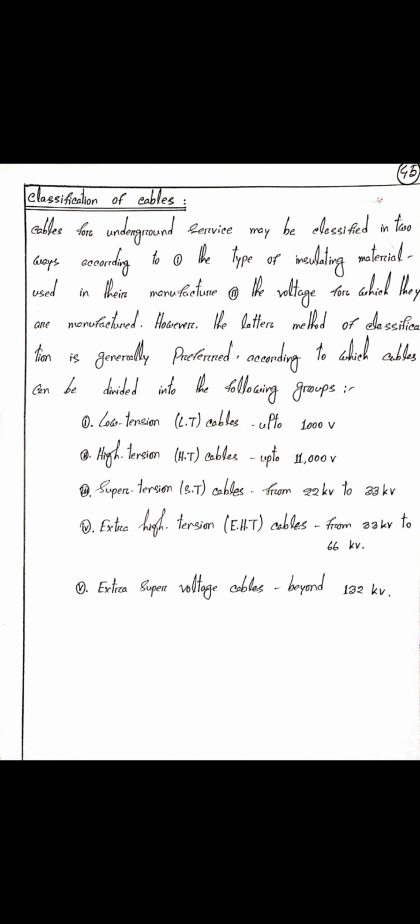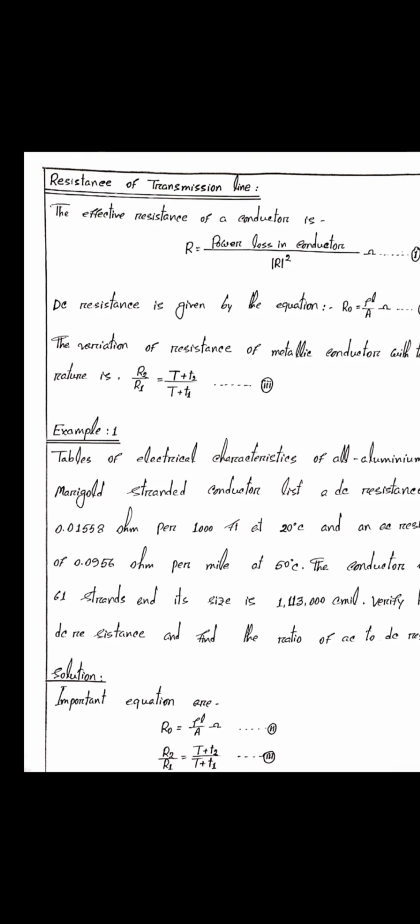The classification is generally proposed according to voltage, by which cables can be divided into the following groups: low tension LT cables up to 1000 volt, high tension HT cables up to 11,000 volt, super tension ST cables from 22 kV to 33 kV, extra high tension EHT cables from 33 kV to 66 kV, extra super voltage cables beyond 132 kV.